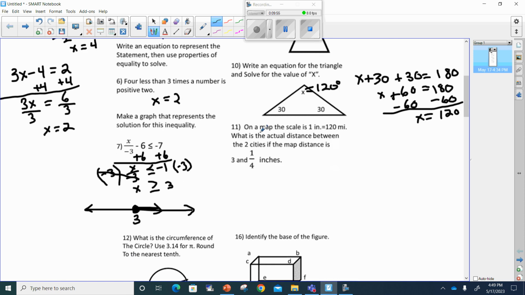Number 11 says on a map, the scale is 1 inch equals 120 miles. What is the actual distance between two cities if the map distance is 3 and 1/4 inches? Remember, 1 inch equaled 120. So all I have to do is take 3 and 1/4 and multiply it by 120 over 1.